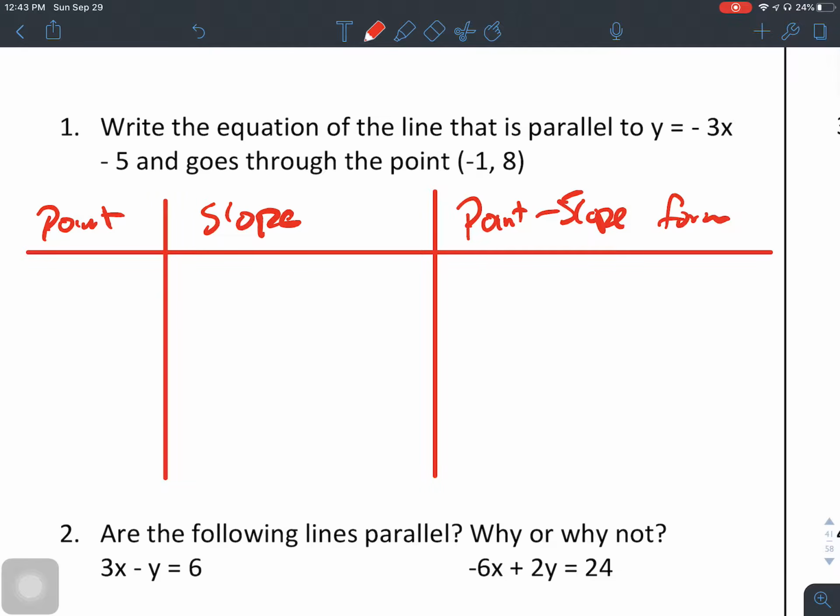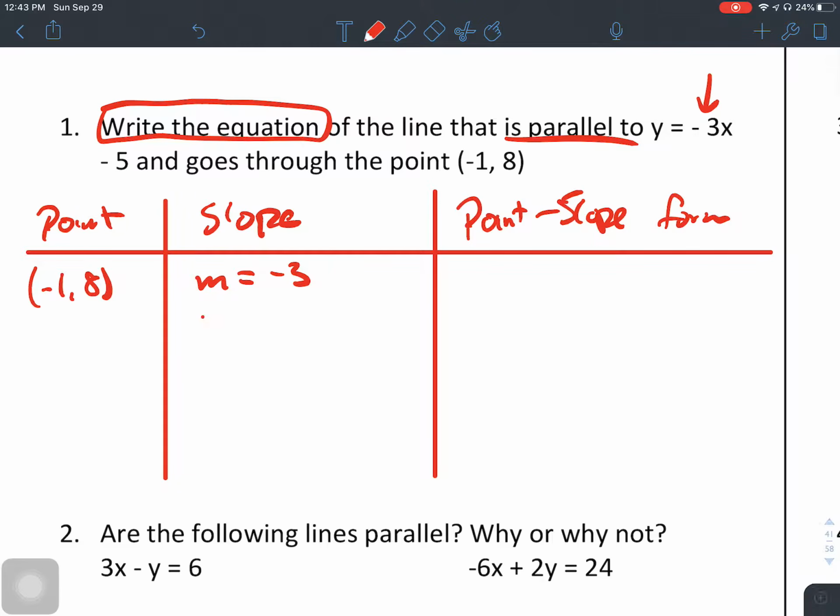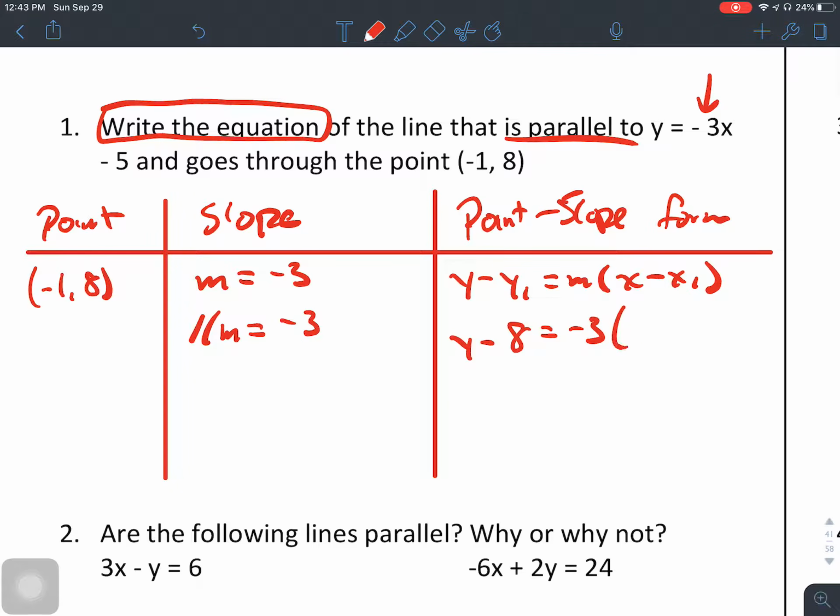Do we have a point that our line's going to go through? We sure do. It's negative 1, 8. The slope of the line that we're given is the coefficient of x, negative 3. A parallel slope, according to postulate 3.3 up above, will have the same slope, also negative 3. So in point-slope form, this is going to be pretty easy. We're going to have y minus 8 equals negative 3 times the difference of x and negative 1. Finished. Done. Nothing more to do.